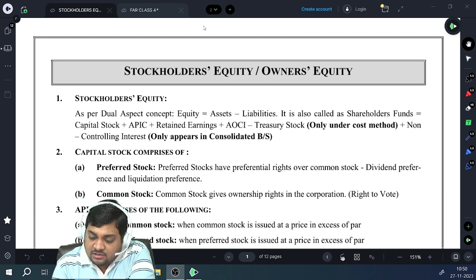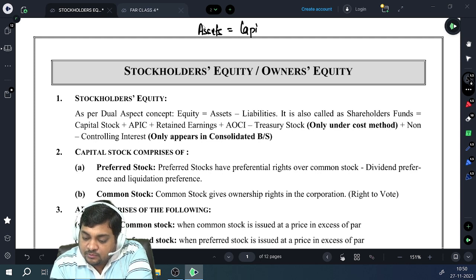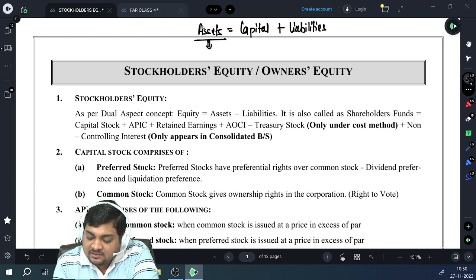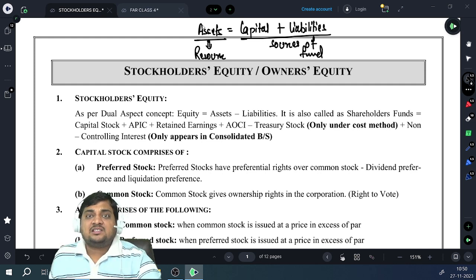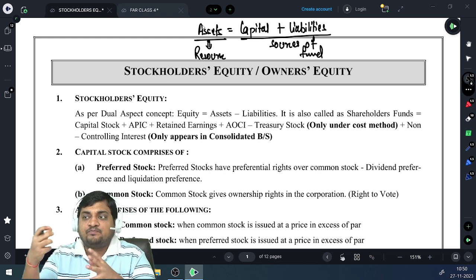So dual aspect concept says assets equals to capital plus liabilities. Asset means resource, capital and liability means sources of fund. So capital means funds contributed by the owner and liability means fund contributed by the third party, say lender.